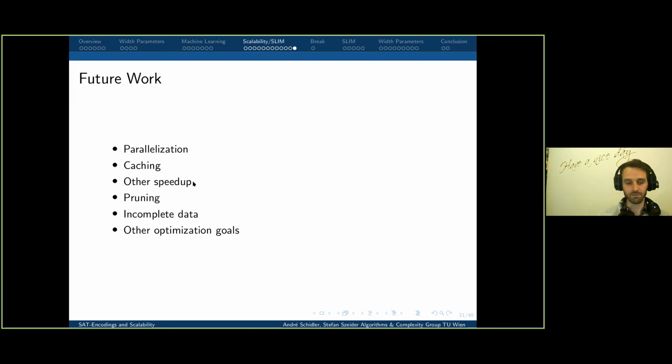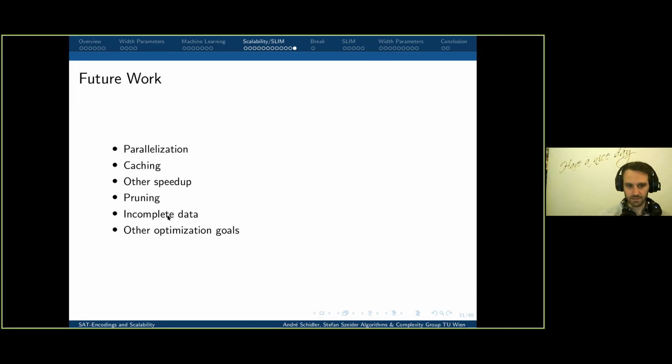There's by now a lot of extra code that is not SAT code, where it would pay off to actually re-implement it in C++ or something faster. Then there is the big question of pruning in regards to decision trees. I will come back to this in the second part, but this is an open question.